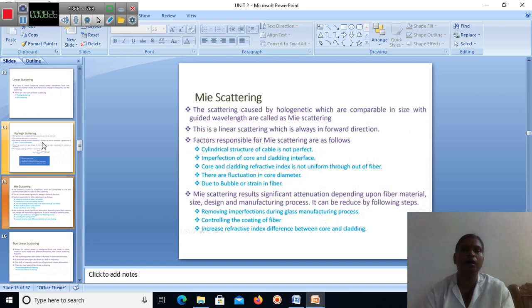And one more is Mie scattering. This variety of scattering occurs in inhomogeneities which are comparable with the size of the guided wavelength, and is called Mie scattering. This is one of the linear scatterings, which is always in the forward direction. Factors responsible for Mie scattering: one is that the cylindrical structure of the cable is not perfect, and there are imperfections at the core and cladding interface. Core and cladding refractive index is not uniform. In an optical fiber, there are also fluctuations in the core diameter due to bubbles and strain of the fiber.